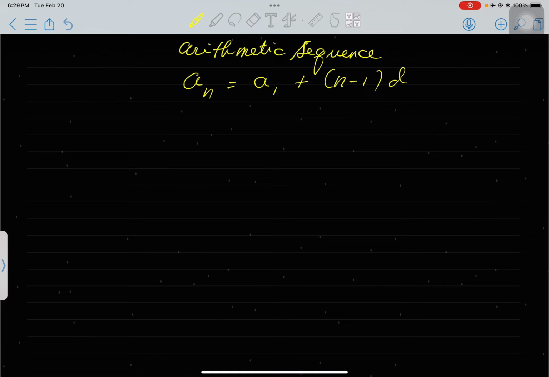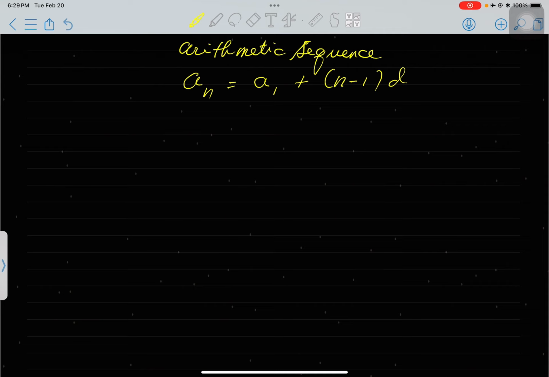Then our n here represents the position of the number that will be identified. Then our d is our constant difference. And our a sub n is the unknown term in a given arithmetic sequence.